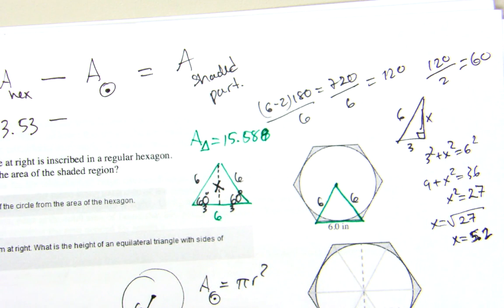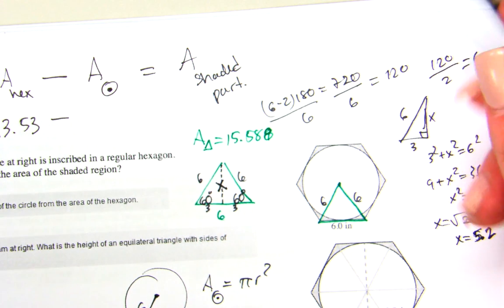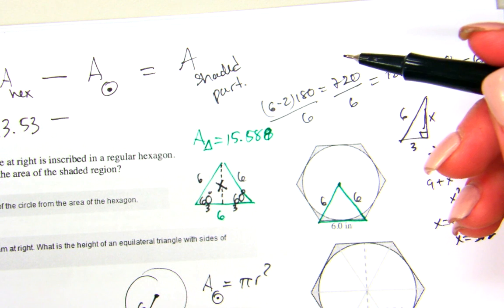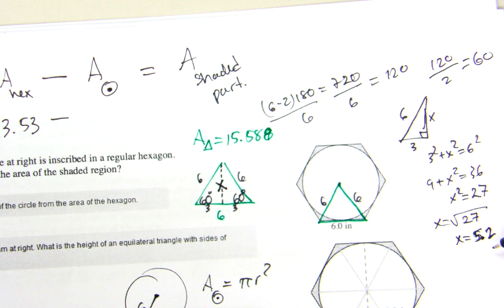Wait, that doesn't make any sense. That one's bigger than the other one. Okay, so something went wrong. You can't have the circle be a bigger area. Okay, now I'm really confused. I've got to go back and check this work.